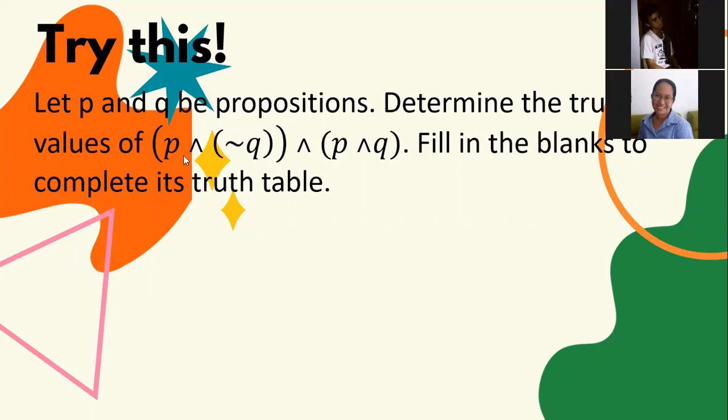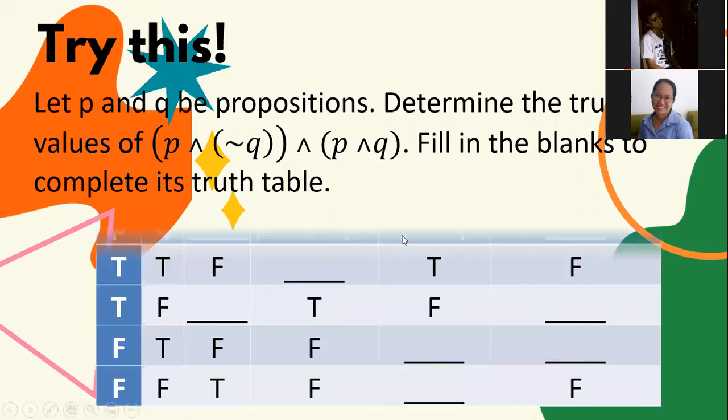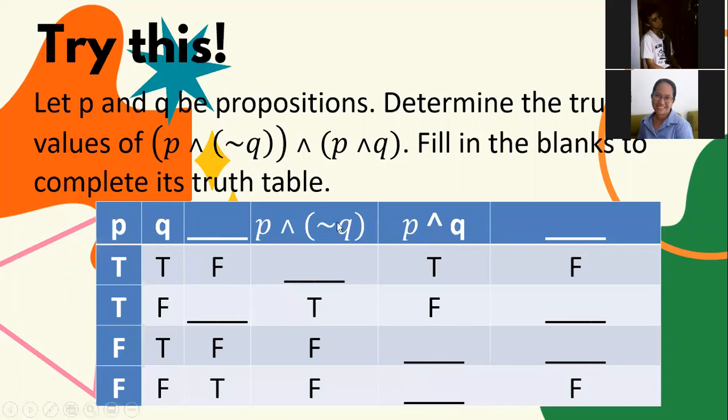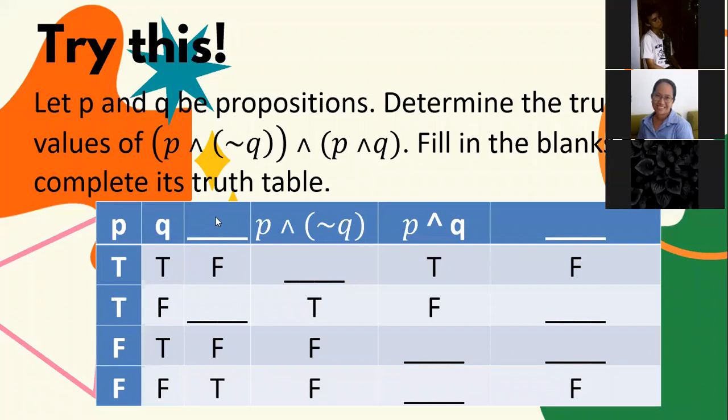So we should have the P column, the Q column, the negation of Q, the P and the negation of Q column, the P and Q column, and the whole P and the negation of Q and P and Q column. Tama? Yan. So we must have 6 columns. 1, 2, 3, 4, 5, 6. So let's supply the correct answer for each blank. What do you think must be the title of this column? Negation of Q. Okay, it must be the negation of Q.